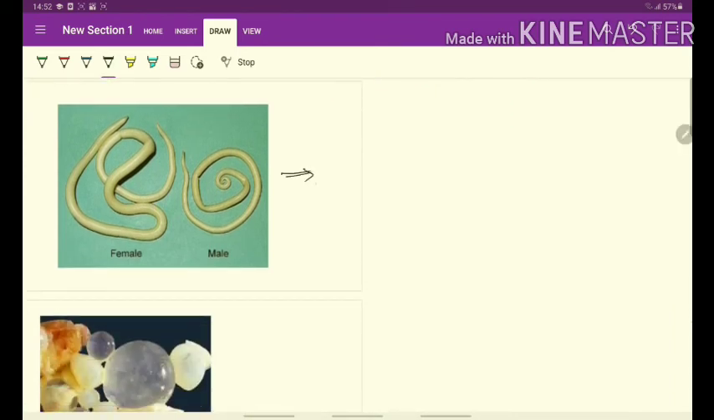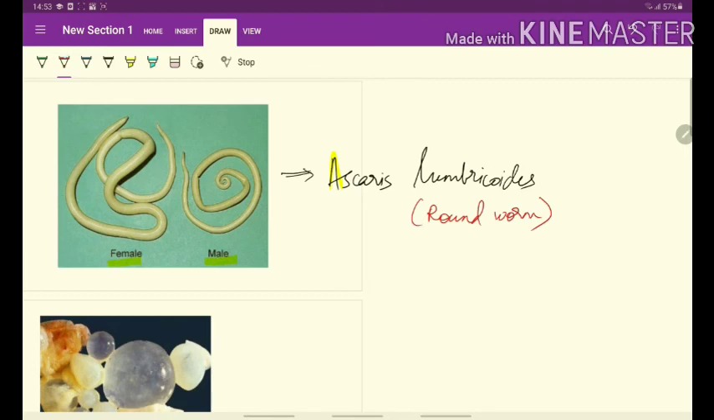This is the image showing the female and male worms of Ascaris lumbricoides. That is the roundworm. The female worm is larger than the male worm, and the end of the male worm is curved. But the end of the female worm is straight.